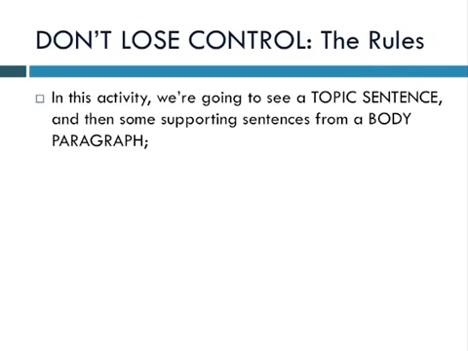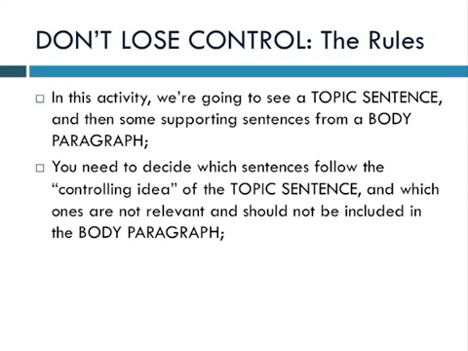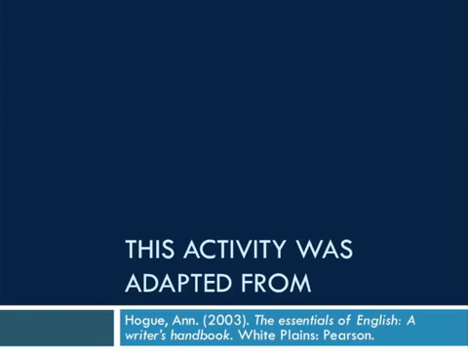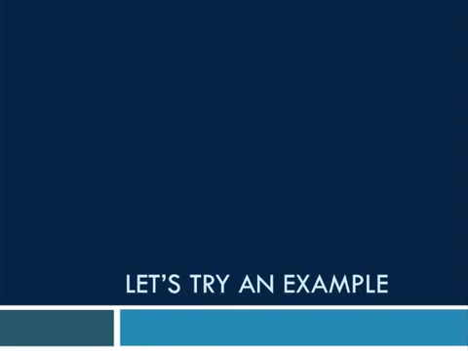So the rules of this activity are that we're going to see a topic sentence, and then we're going to see some supporting sentences from a body paragraph. You need to help decide which sentences follow the controlling idea of the topic sentence and which ones are not relevant and therefore should not be included in the body paragraph. Now these sentences are going to come pretty fast, so see if you can guess correctly before we move on to the next sentence. Once again, this activity was adapted from Anne Hogue's textbook, The Essentials of English. So let's try an example first to make sure we understand what we're doing.